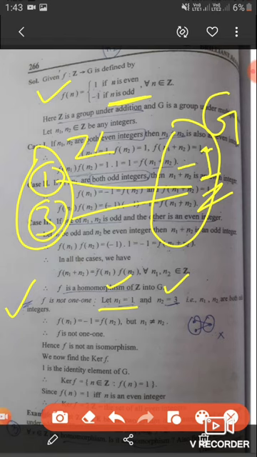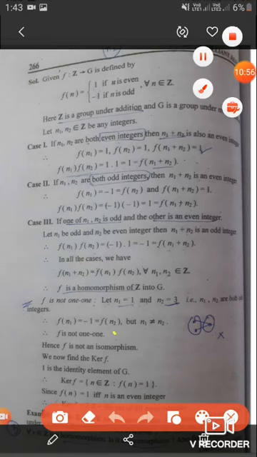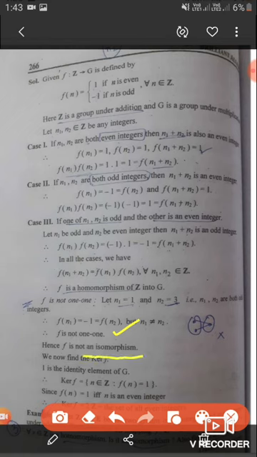So how can it be a 1-1 function? Because to be a 1-1 function, each element is associated to different, unique elements, right? So here the function f is not a 1-1 function. So if a homomorphism is not 1-1, then it is not an isomorphism.